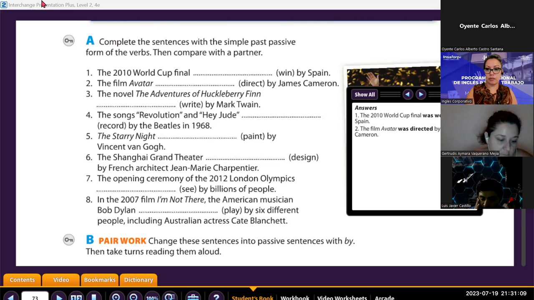Papá y tocar, mamá. Ya no estoy tocando. Tampoco.